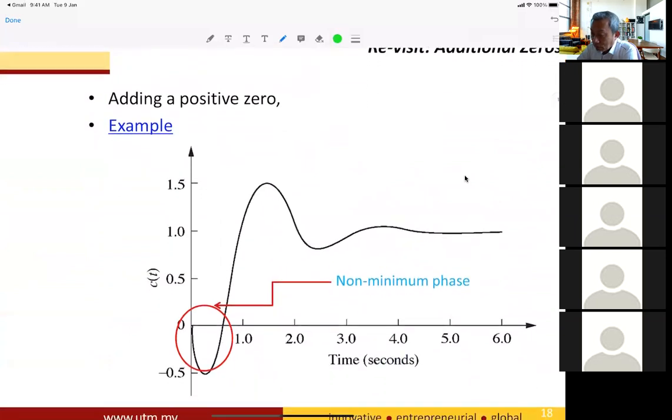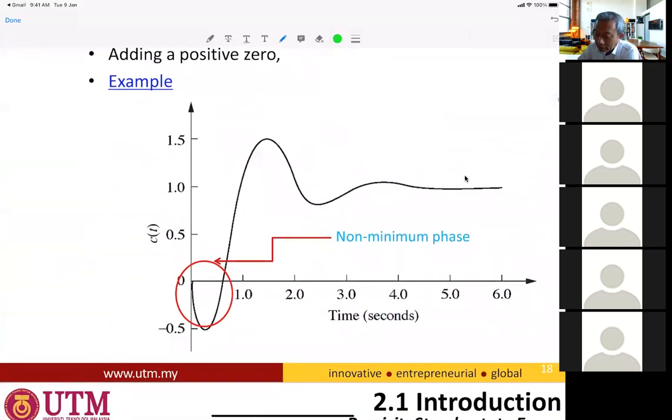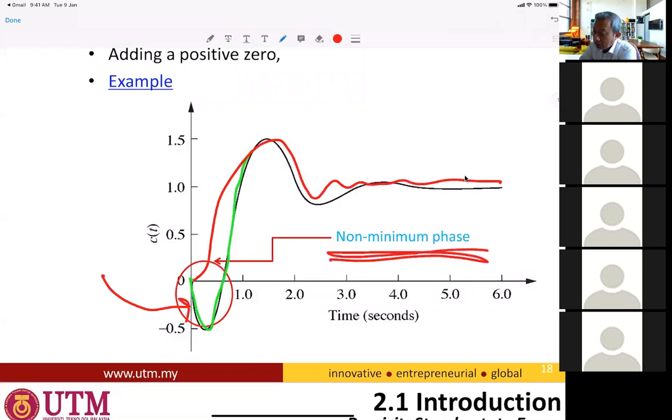So adding a positive zero will change the response. It will go down a little bit, then it goes up again. If there is no zero, the response will be like this, meaning there is no going down. But if there is a zero, it will go down a little bit. This phenomenon we call non-minimum phase. If the time response has this kind of slope down, it means there is a zero in the transfer function.